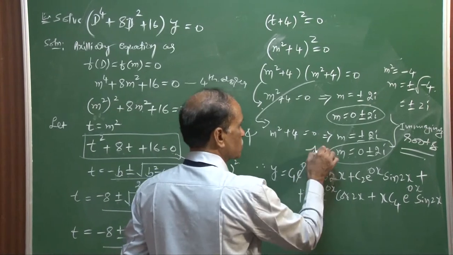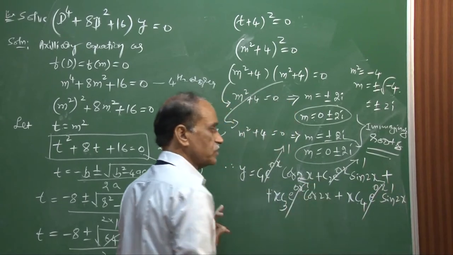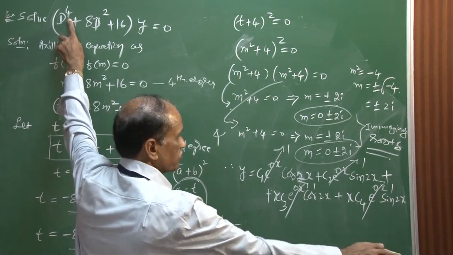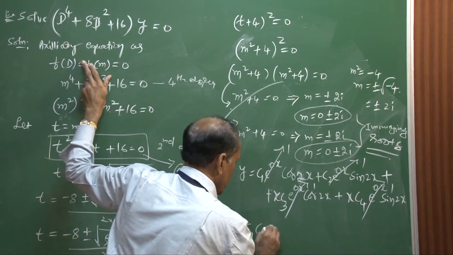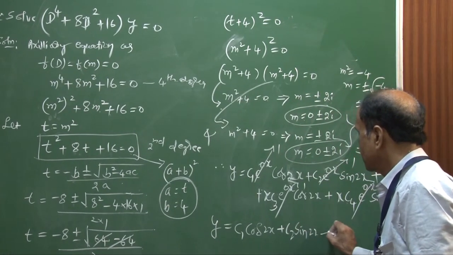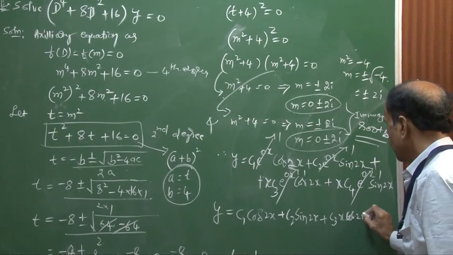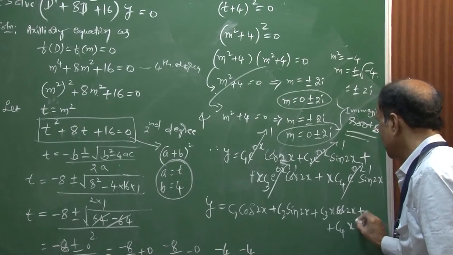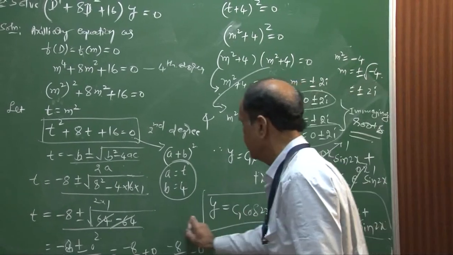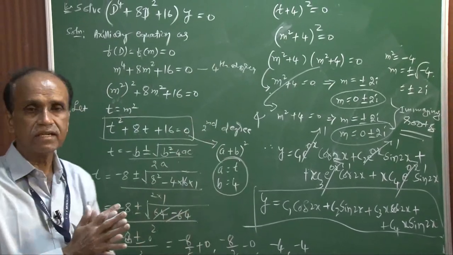Then e to the power 0 is 1 in every term. Therefore, the final form of the solution for the fourth order derivative, there must be four constants: c1 cos of 2x plus c2 sin of 2x plus c3 x cos of 2x plus c4 x sin of 2x. That is the general solution. If initial conditions are given, you can calculate the constants.